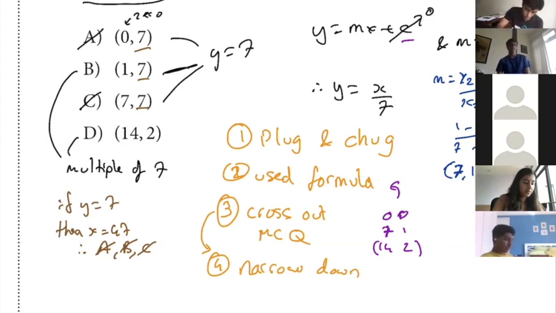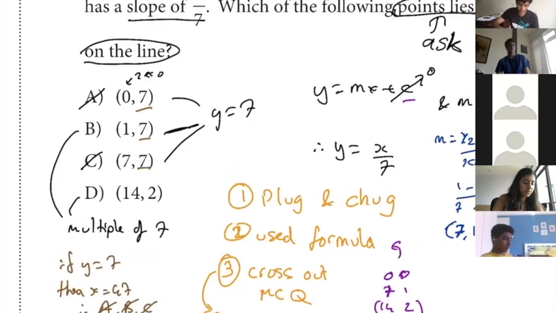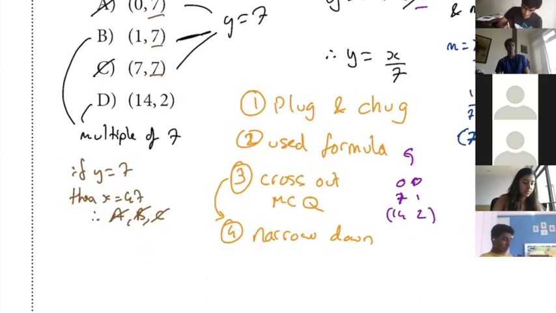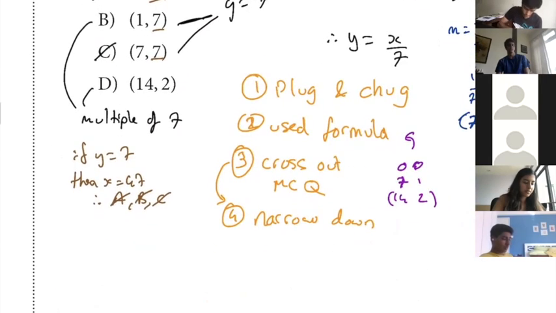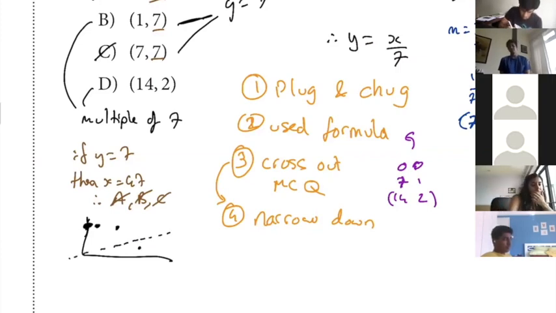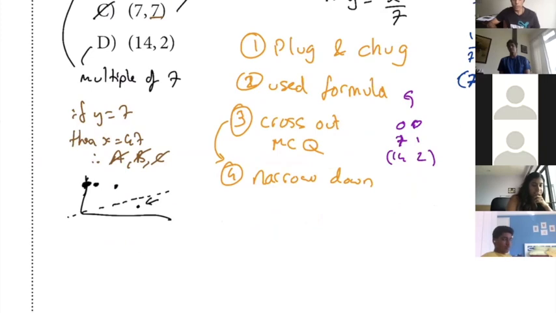The only other approach that can be a little messy is to draw a nice little graph. Let's draw it here. You have a 0 and a 7, so maybe one point here. You have a 1 and a 7, so another point here. You have a 7, 7, a point there. You have a 14 and a 2, a point here. And you know the gradient is 1/7, so your line looks something like this. And so you know that this is the right answer. That's the only other thing you can do.